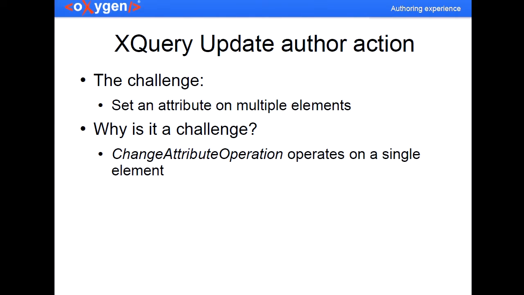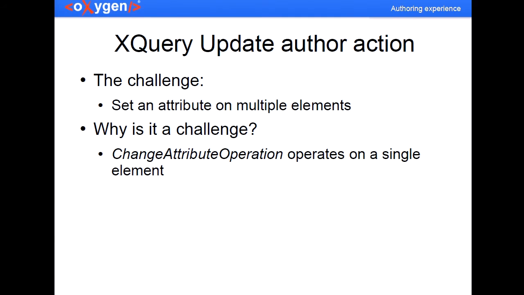Right. So to change things in Oxygen's author mode, you create actions, and these actions are just a configuration in which you give an XPath expression to identify the context, and you use some primitive operations that we provide, like insert XML content or change attribute and so on. So it's very easy to create these actions, but at some point these actions won't be enough.